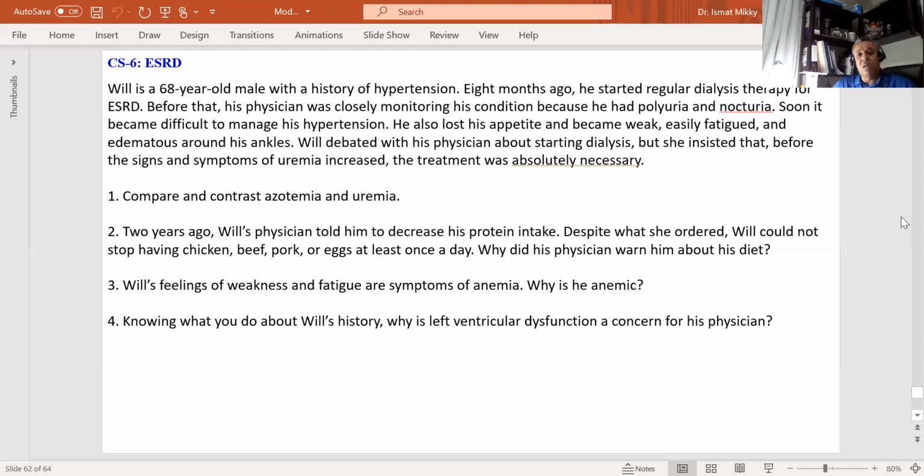Knowing what you do about the patient's history, why is left ventricular dysfunction a concern for the physician? Hypertension increases the workload on the left ventricle, and it will increase oxygen demand. Anemia contributes to left ventricular hypertrophy and ischemic events. So these are all factors in the patient's history that predispose him to left ventricular dysfunction or congestive heart failure.